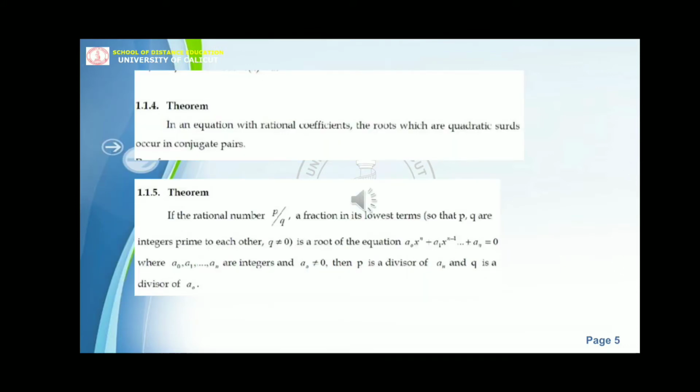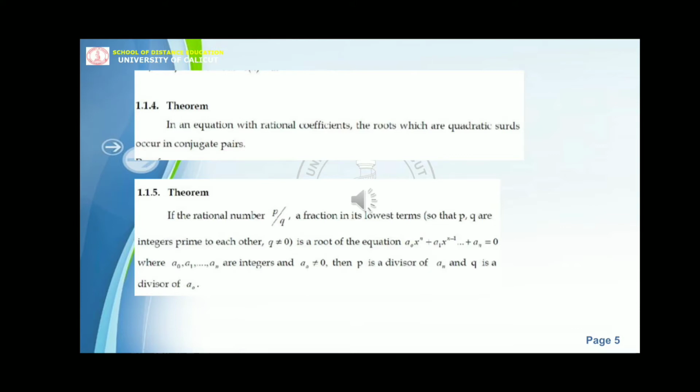Before moving on to the next theorem, let's quickly recollect what a quadratic surd is. A quadratic surd is a number of the form a plus or minus root b, where a and b are rational numbers and b is a non-square rational number. For example, 2 plus root 5 is a quadratic surd. So we'll now see the theorem. The theorem states that for a polynomial equation with rational coefficients, the roots which are quadratic surds occur in conjugate pairs. Therefore, like complex roots, quadratic surds also occur as conjugate pairs.